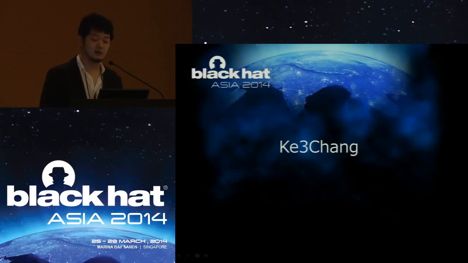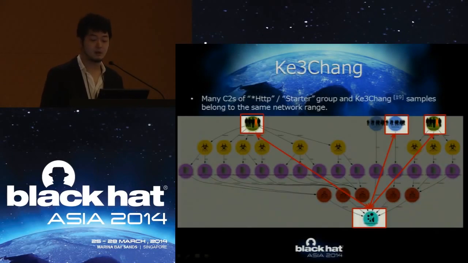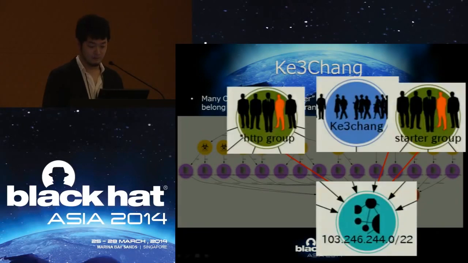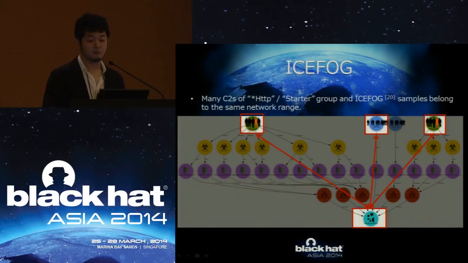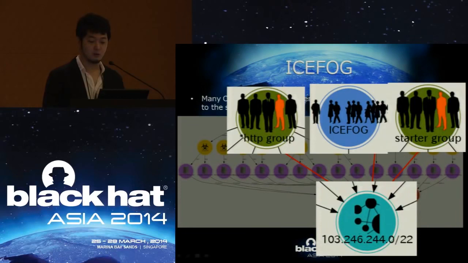Next, K3chan. K3chan is reported by FireEye. HTTP group and starter group and K3chan sample belong to the same network range. This network range. And IceFog. IceFog is reported by Kaspersky. One of IceFog's C&C servers also belongs to the same network range we described in K3chan's part.